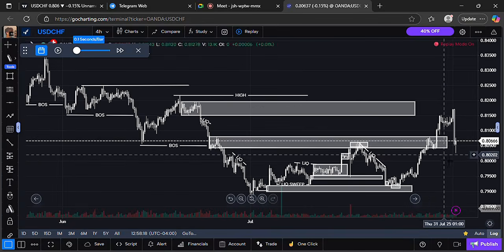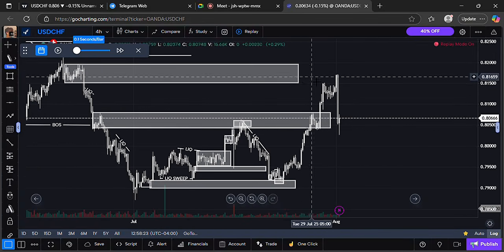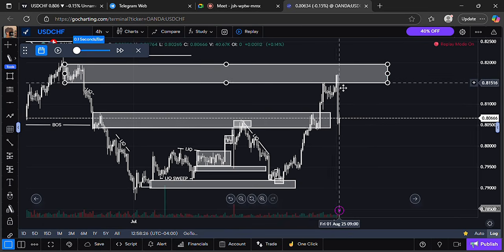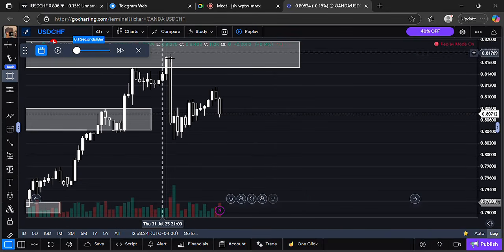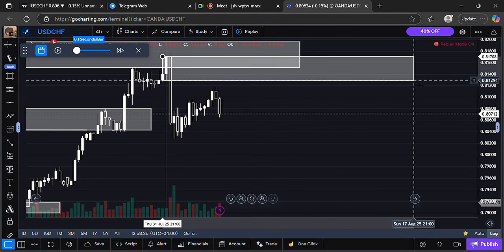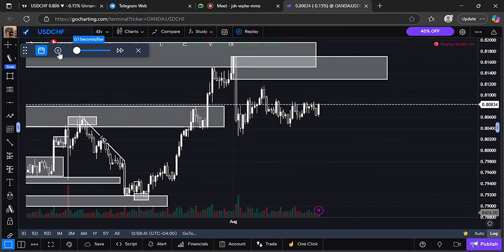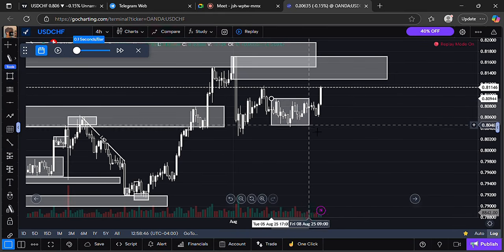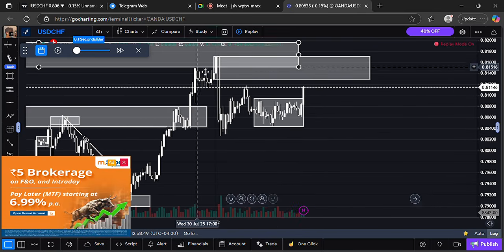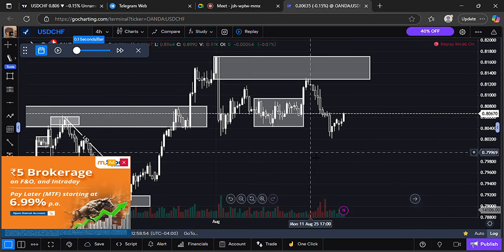So here is the second. Okay, boys, we marked two supplies. This was the first supply and this was our second supply. See how it moved from that supply too. So now let's mark this supply and see what happens. Price started creating some liquidity down there. As you can see, a liquidity pool there too. This was our next supply. Tapped it and boom.